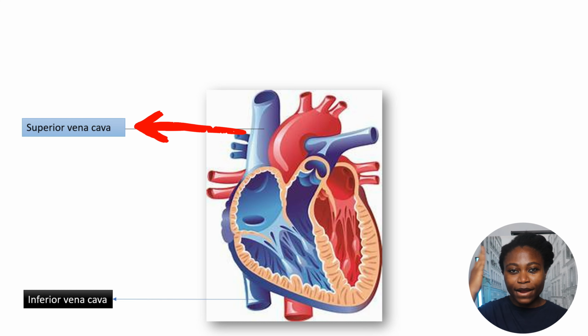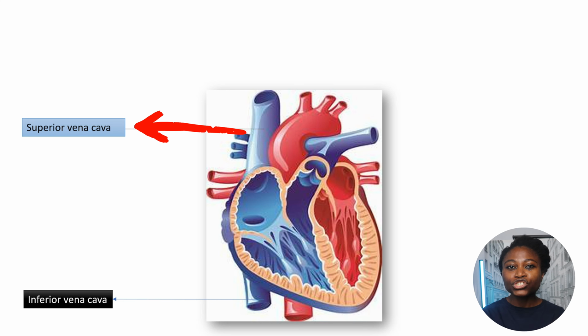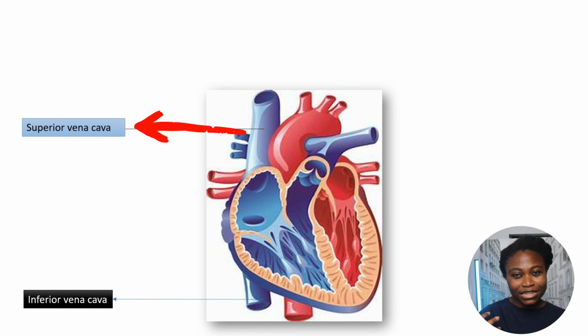So blood from your head, your neck, and your arms flows in through the superior vena cava, while oxygen-poor blood from your lower body comes in through the inferior vena cava. Then blood from the coronary arteries, the arteries that supply blood to the heart itself, flows into the right atrium. This deoxygenated blood moves from the right atrium, remember our mnemonic RAT, right atrium tricuspid, through the tricuspid valve and into the right ventricle in one direction.